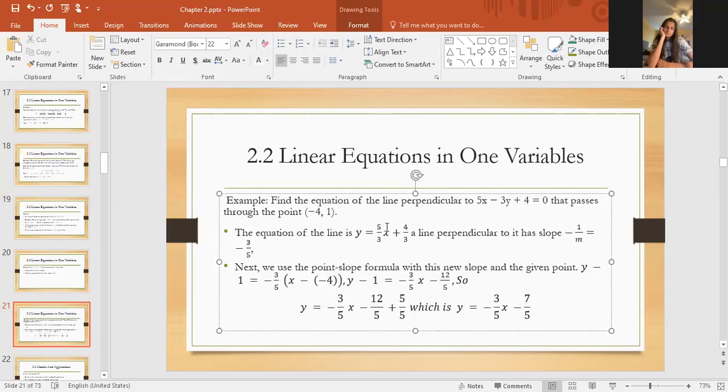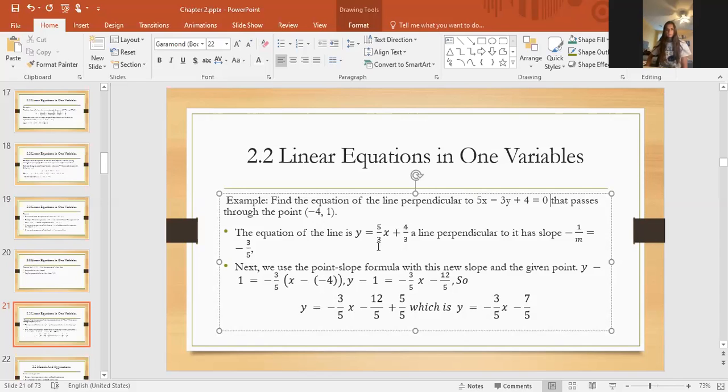So the slope of this line is 5 over 3. If we want a line perpendicular to this one, the slope of that line will be minus 1 over the slope of the line we have. So minus 1 over 5 over 3 will be minus 3 over 5. Having that, we will use the general equation of a line when we are given the slope. Remember, to find the equation of the line, we replace the point that we have here: y minus 1 equals minus 3 over 5 times x minus minus 4.